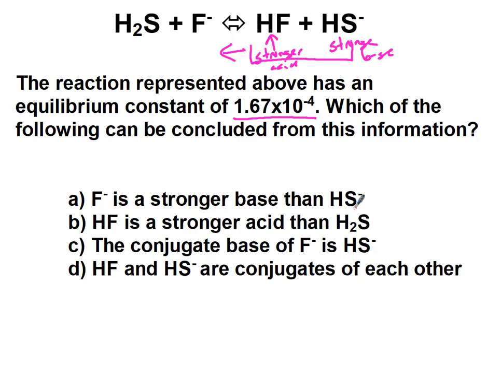So F negative is a stronger base. Nope. HF is a stronger acid. Yes. These are not separated by just a hydrogen, and remember that these are not conjugates of each other. Those are conjugates of each other, and these are conjugates of each other. So our answer is B.